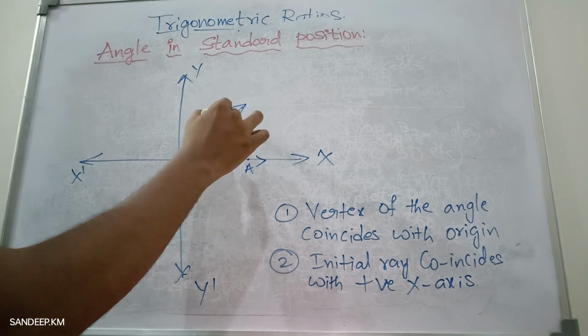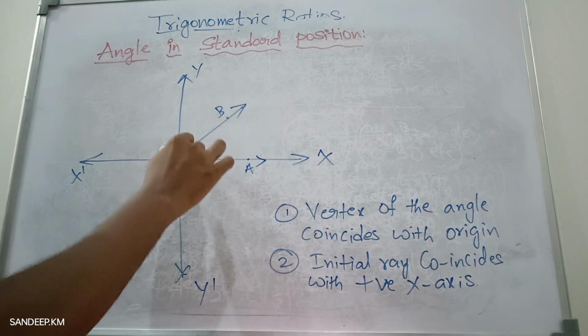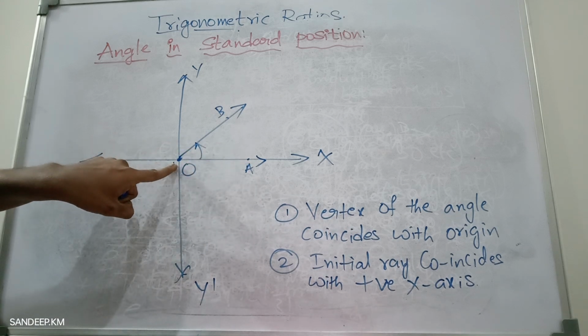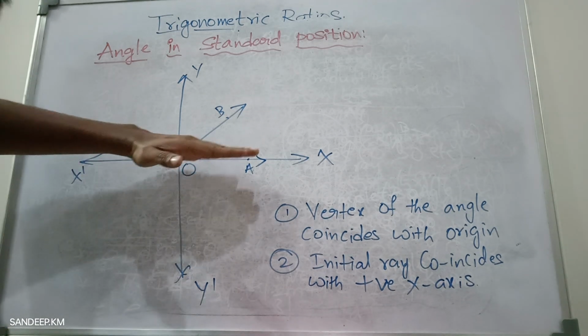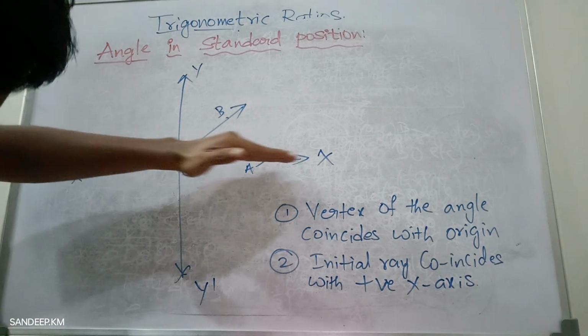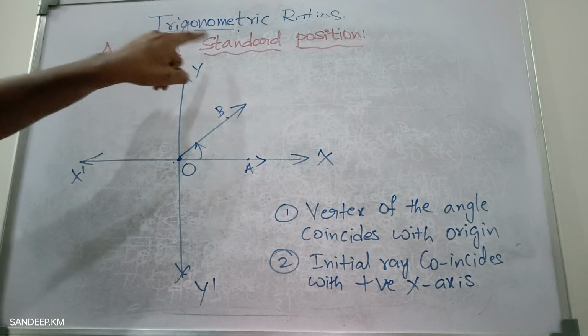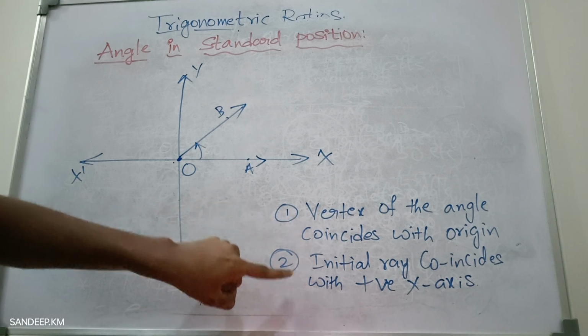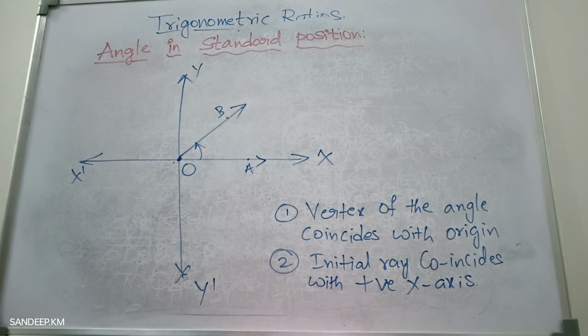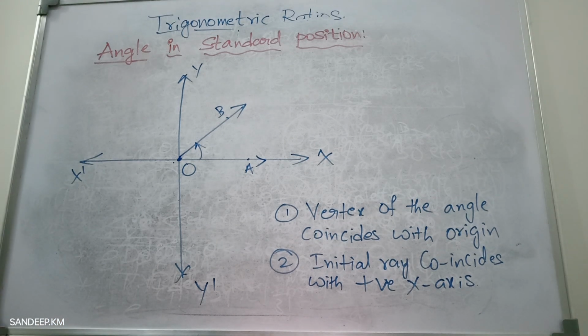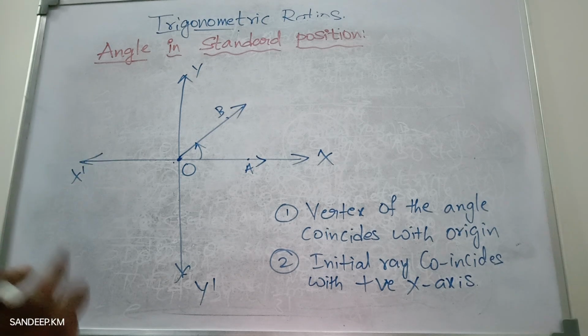If that is the case, now here is our angle, with ray OA and ray OB. Please observe carefully. Here the vertex of the angle coincides with origin and our initial ray coincides with the positive direction of x-axis. So in that case, we say that an angle is in standard position. These two conditions must be met. Keep this in mind. Now this particular angle is clearly an acute angle. Here there are two directions of measuring an angle.